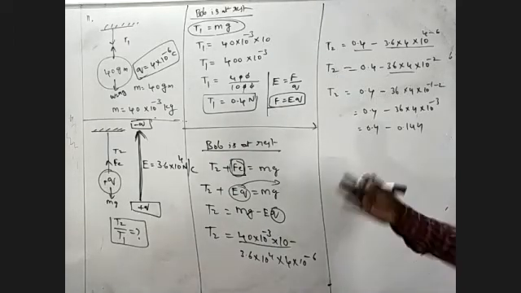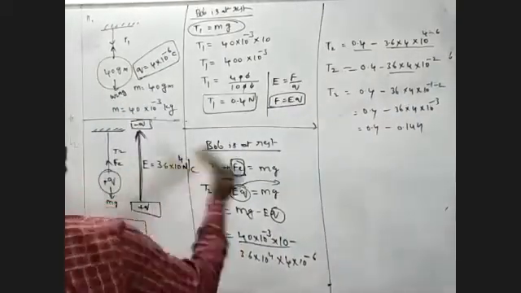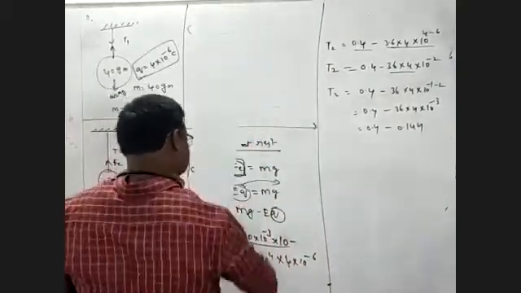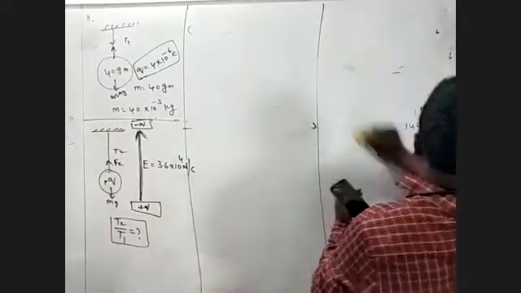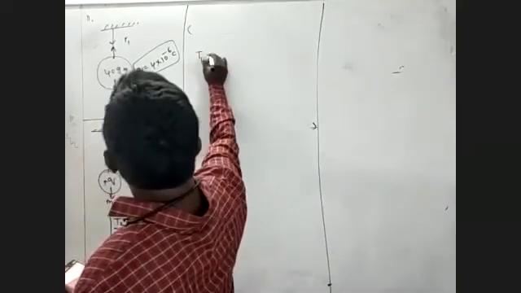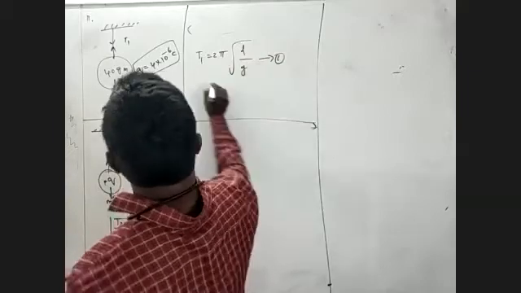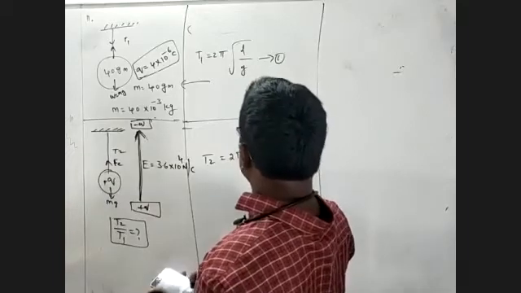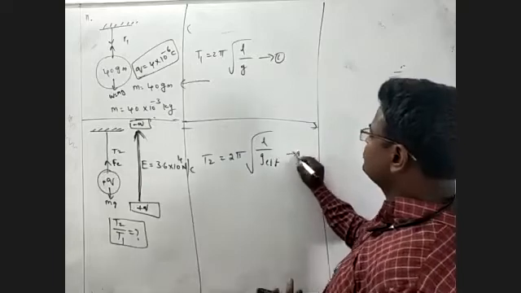Okay, let's do it another way, a simple method. Don't do this unnecessary calculation; we use a shortcut, a simple formula. T1 is equal to 2π root of L by g. This is equation number 1. T2 is equal to 2π root of L by g effective. This is equation number 2.